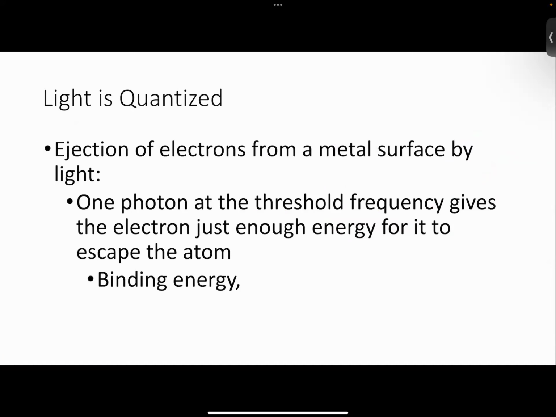So the photoelectric effect meant light had to be quantized. Light and electrons have to be particles. Here we get into this whole wave-particle duality. You had to have one photon hit the metal with the threshold frequency in order to eject the electron, in order to overcome the electron's binding energy to the metal.